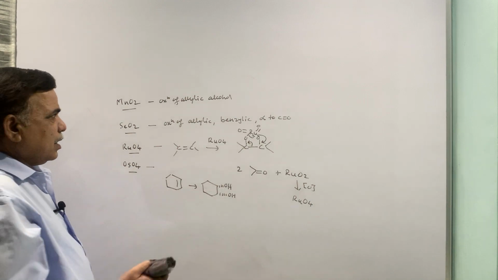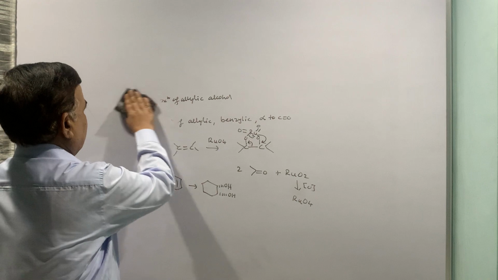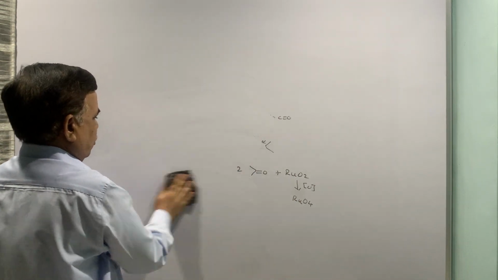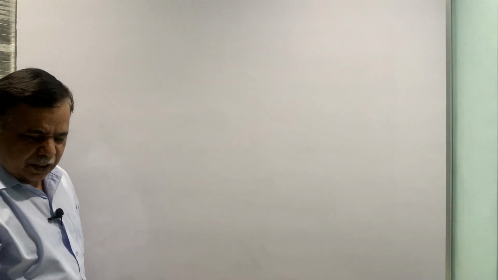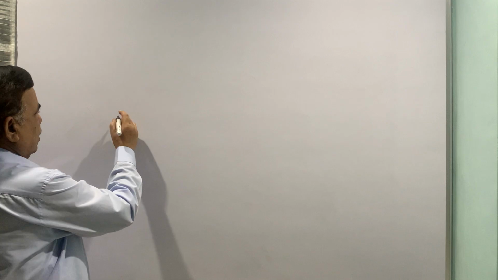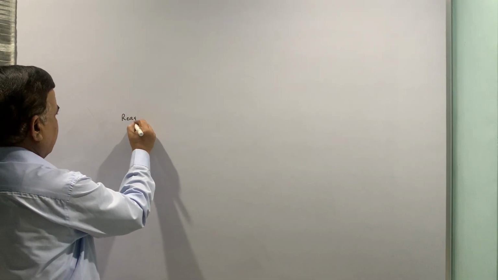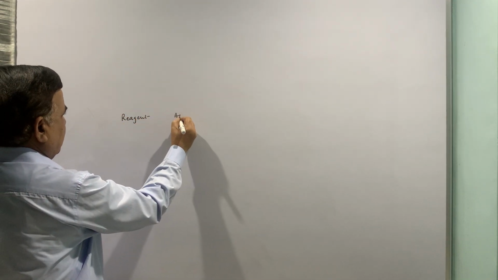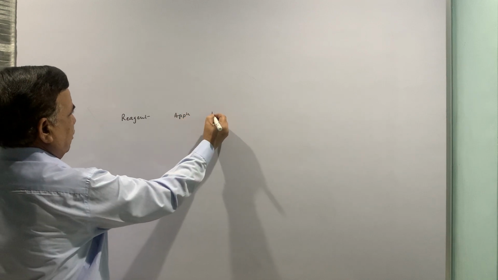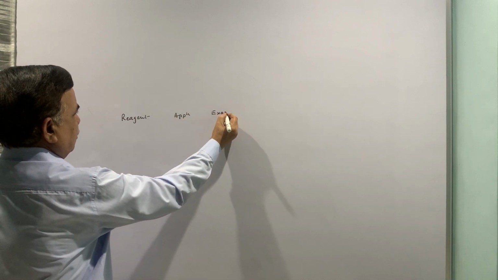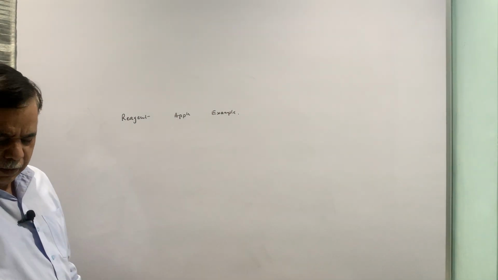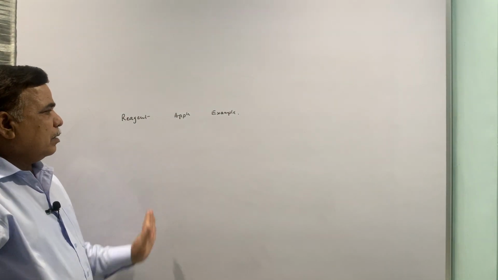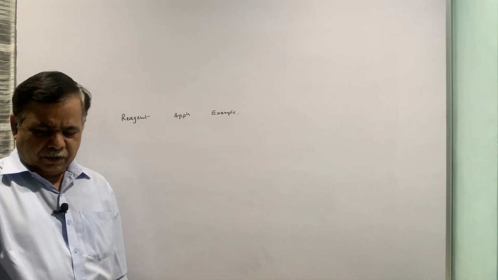Once again we will revise the steps, and my request to all of you is to make a table for reagent and its application, and that will be more handy for you guys. So reagent, applications and maybe example. So that is how you can prepare a table, and that will be enough for your practice or revision part.